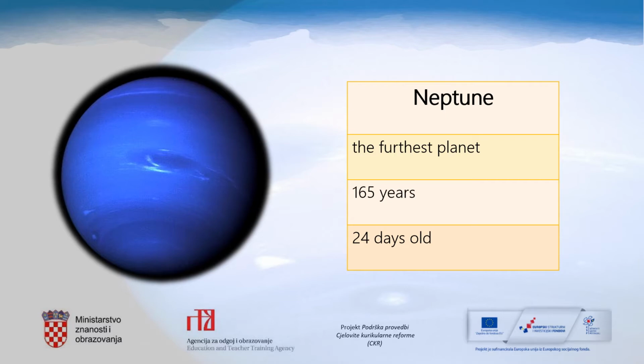And the last planet of our solar system is Neptune. It's the furthest. From this place, the sun looks just like a tiny little star in the sky. And if you lived on Neptune, you would be a newborn baby, only 24 days old.